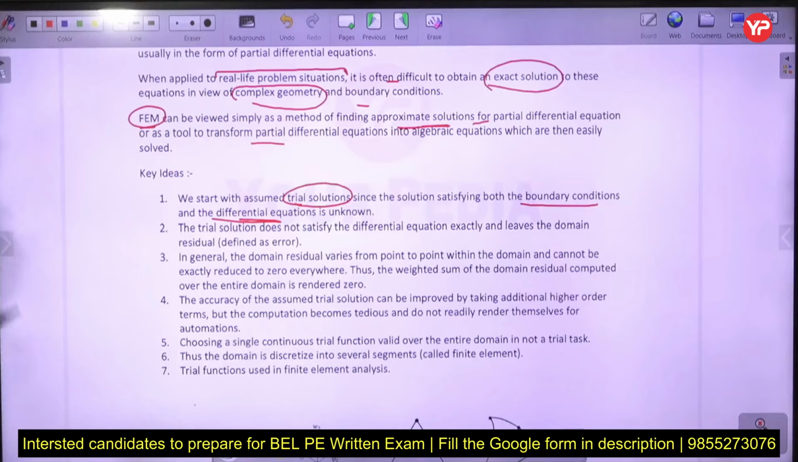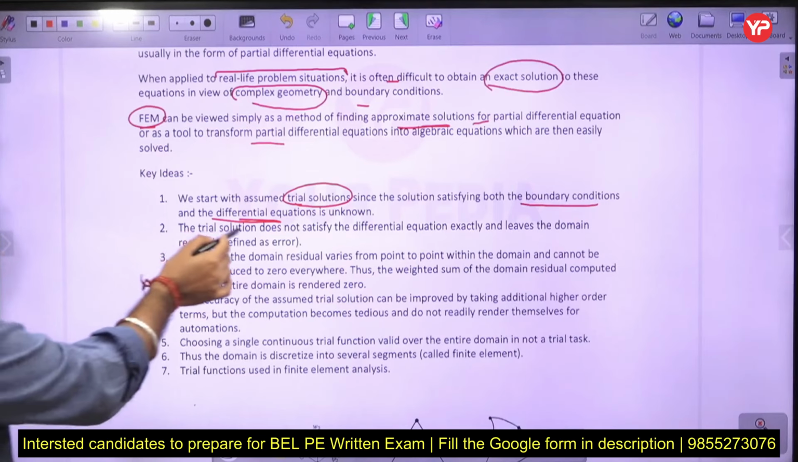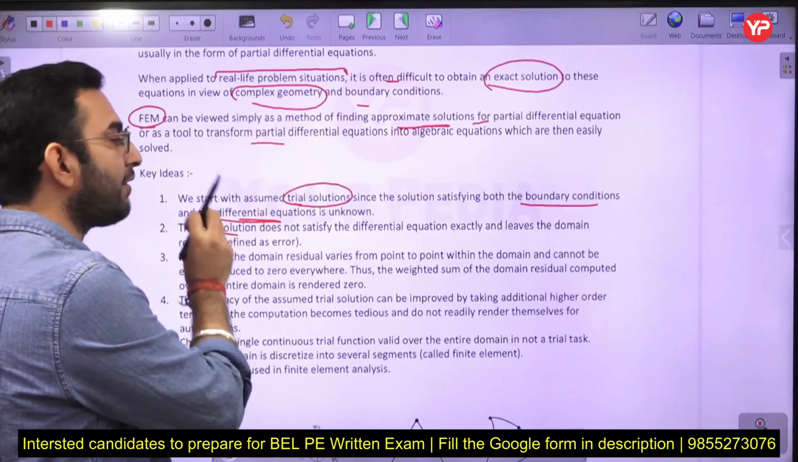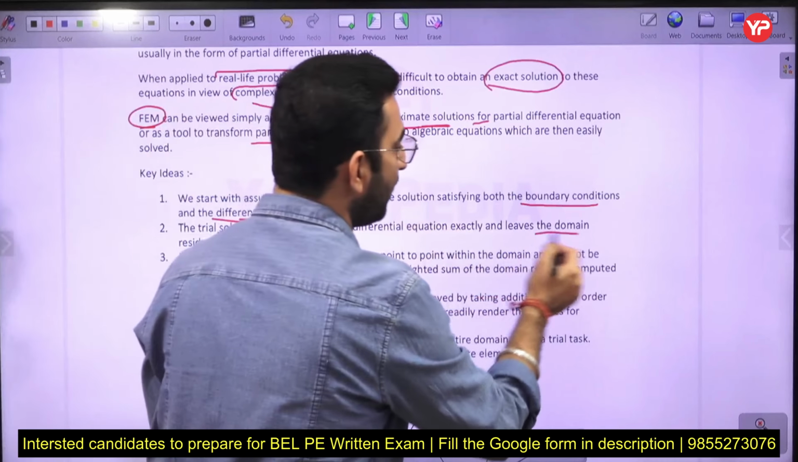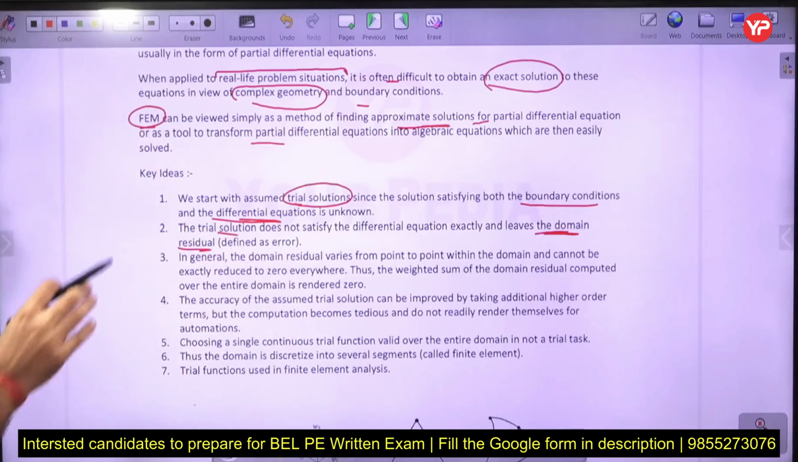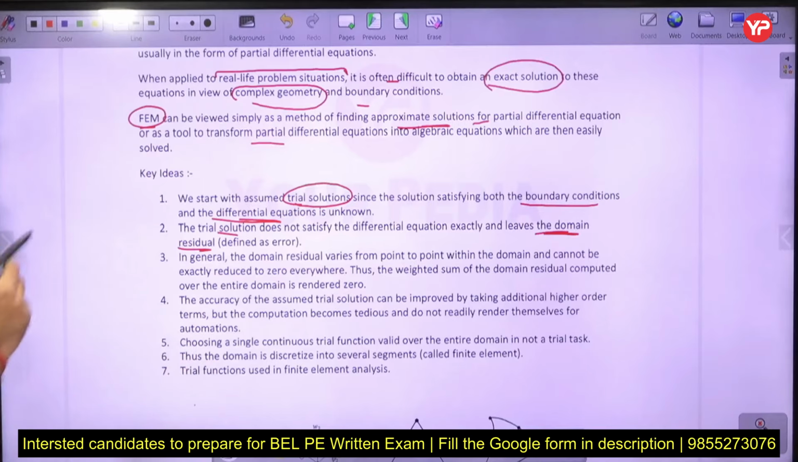Next part. If you see, the trial solution is not going to solve the exact differential equation. There may be some error induced in this. So whenever you use a trial solution, it always leaves a domain residual. Domain residual simply means the error. It is basically the error induced while defining the trial solution.